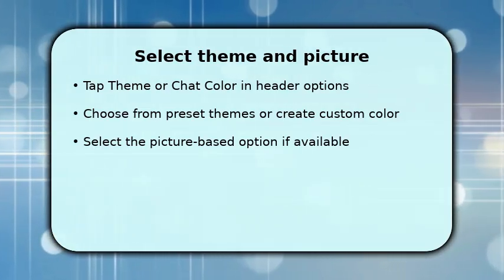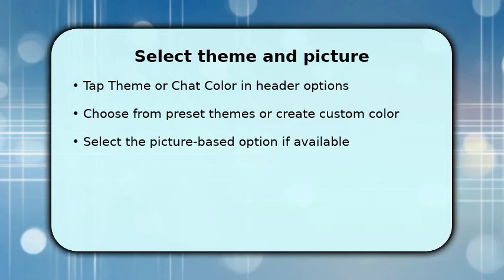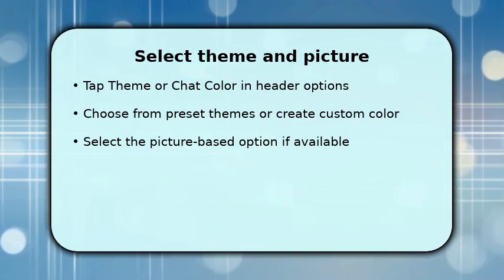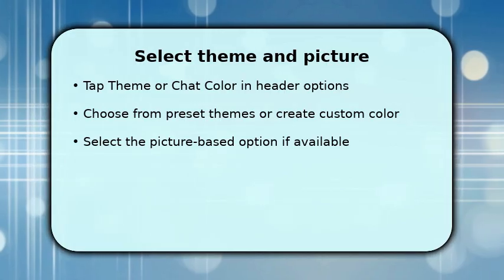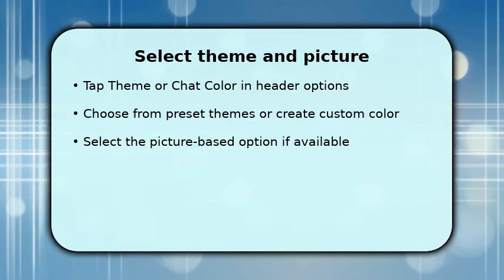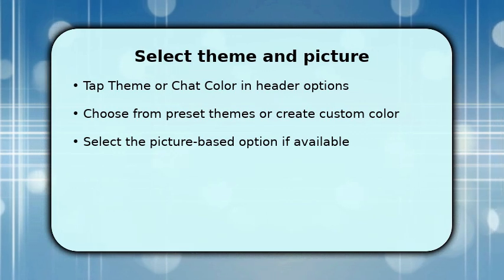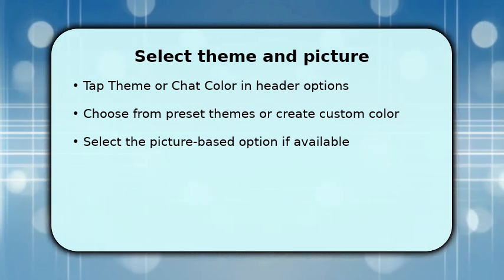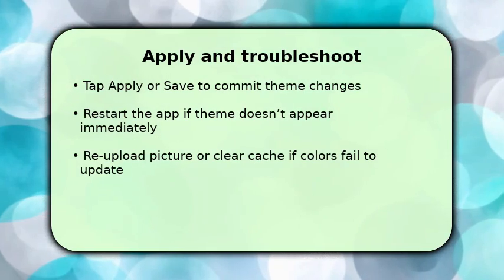Select the palette that provides good contrast for message bubbles and text. Make sure to preview how emojis and stickers look, since colors affect visibility. Adjust until text is clear and bubbles are distinct against the background. Finally, tap Apply or Save to implement the new theme.